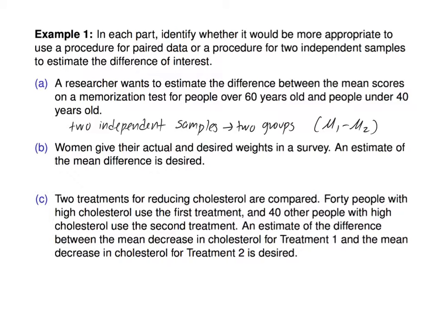Women give their actual and desired weights in a survey. Is there a natural pairing for someone's actual and desired weight? Yes, like one person's, right? So this would be paired data.